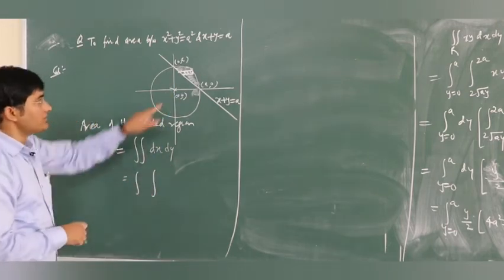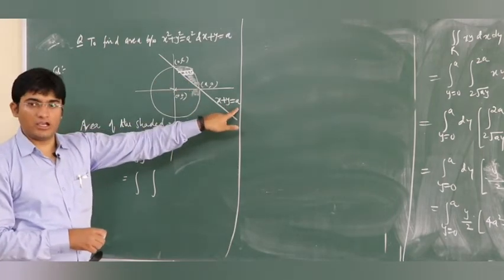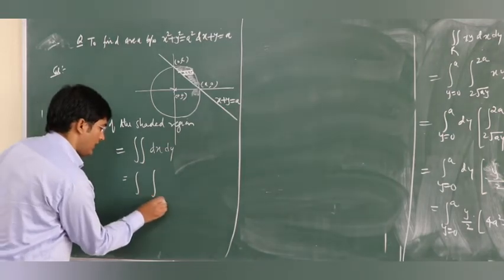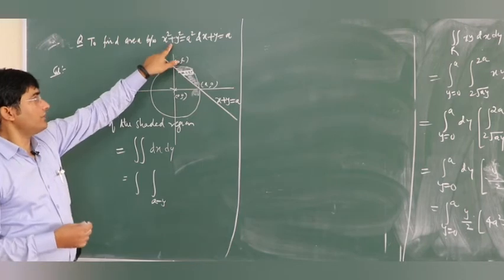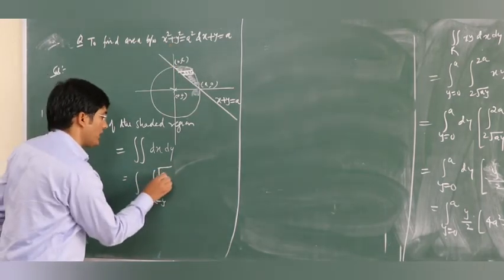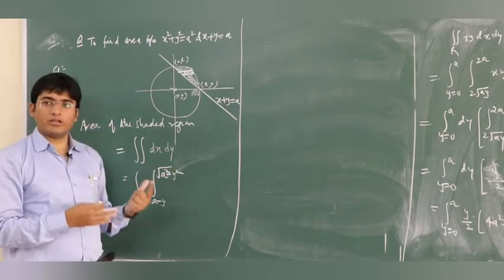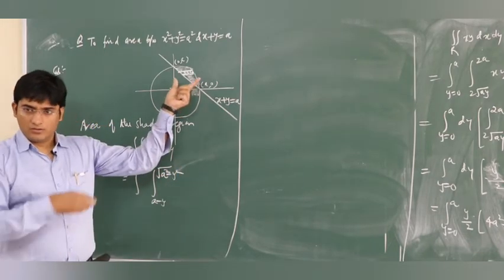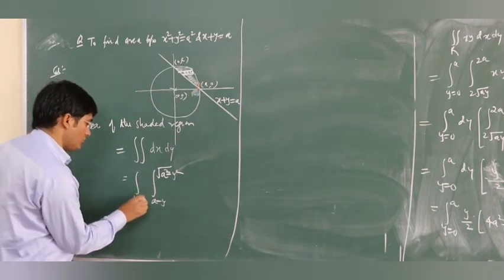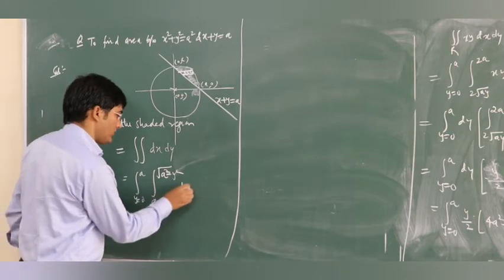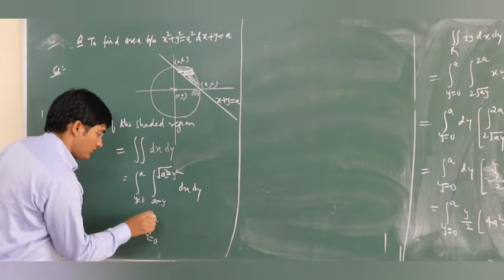The limit of x will be from, here you can see that on this line x is a minus y, and the other point of the strip is on the circle, where we have the value of x as under root a square minus y square. Please note that I am not taking the negative sign because we are on the right hand side of the y-axis. And the limit of y will be from 0 to a. Now this is equal to the integral from y equal to 0 to a.